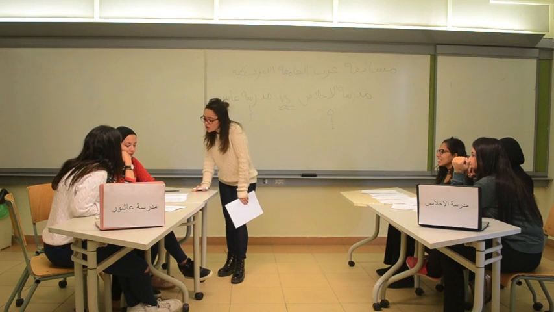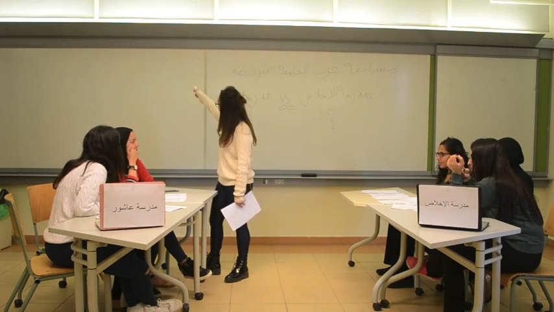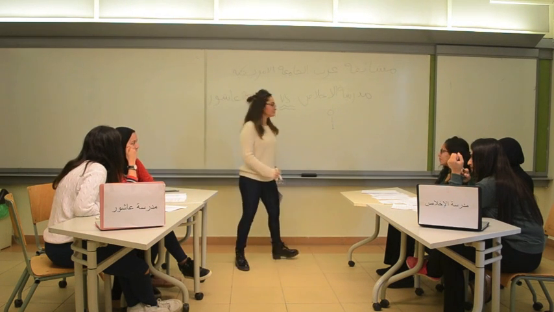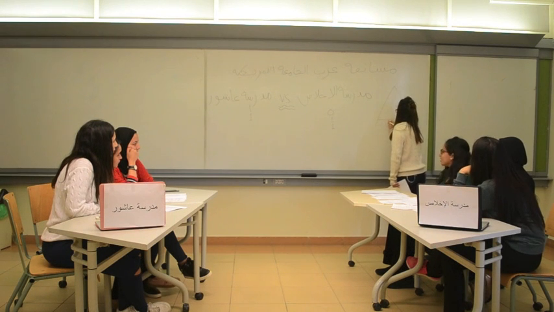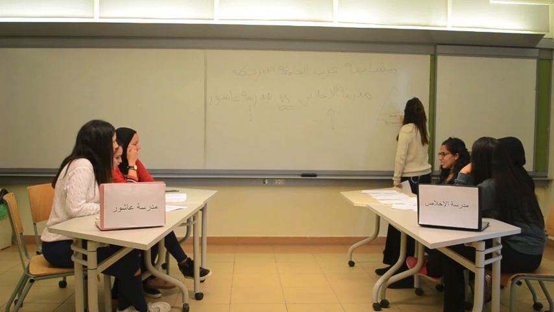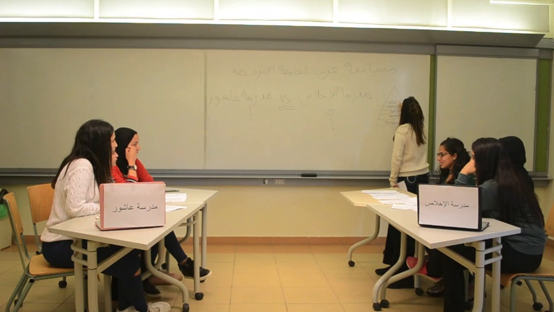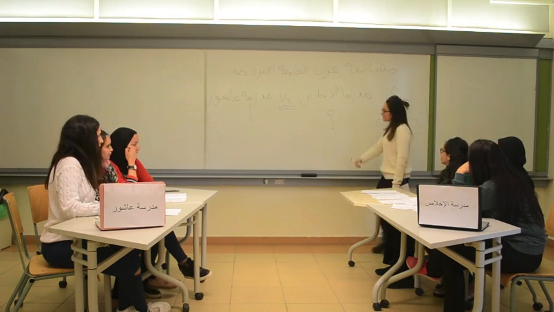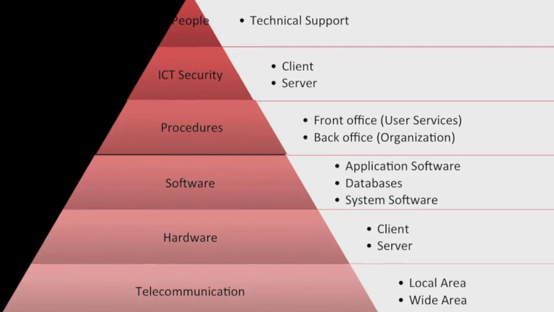What are the components of MIS? Is this from the top of the pyramid or the bottom? Bottom. Okay. Tell me. I will write it down. Telecommunication, hardware, software, procedures, security, people. Right answer. The ICT tools can be summarized as follows: telecommunication, hardware, software, procedures, security, and people.